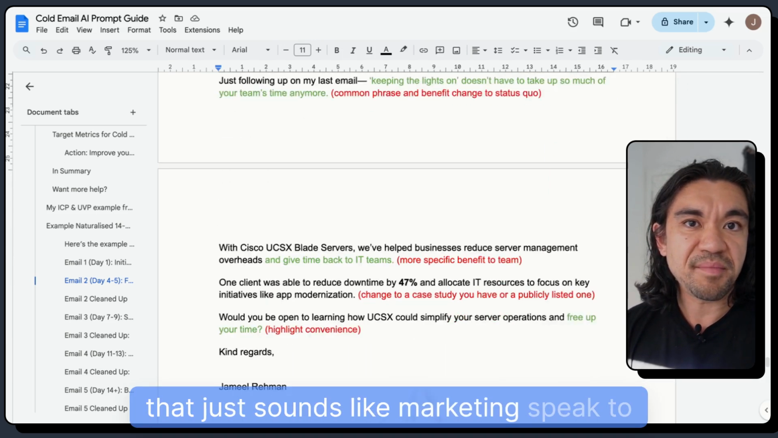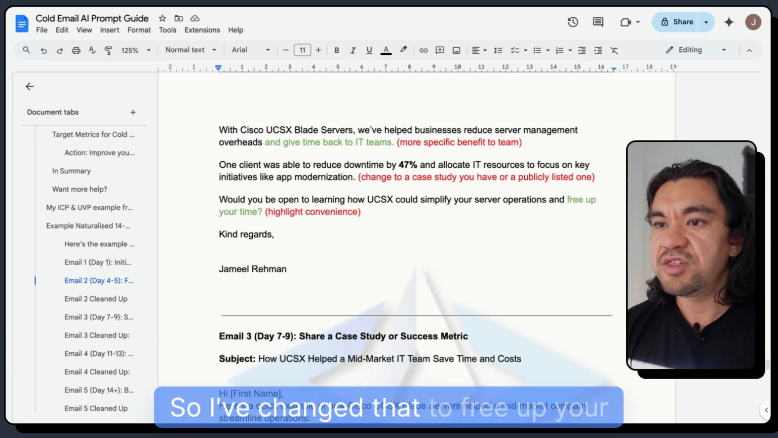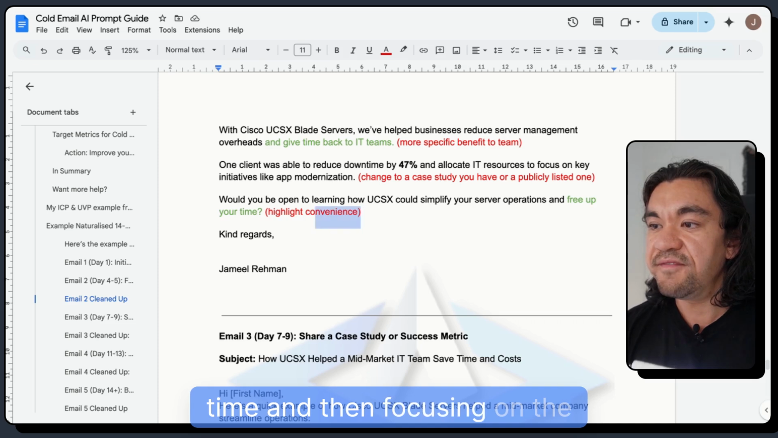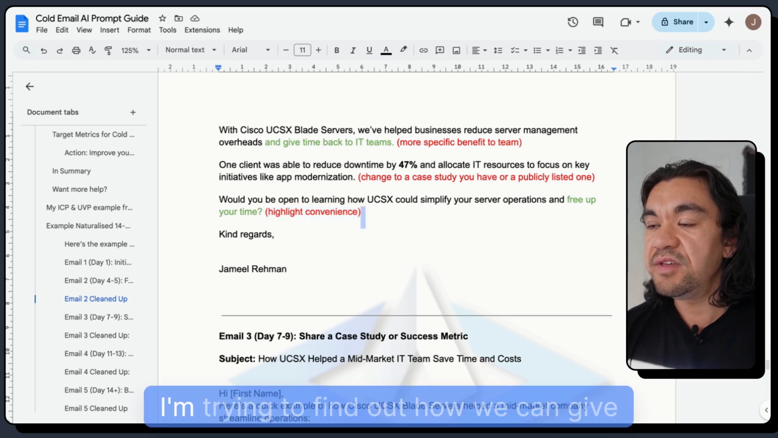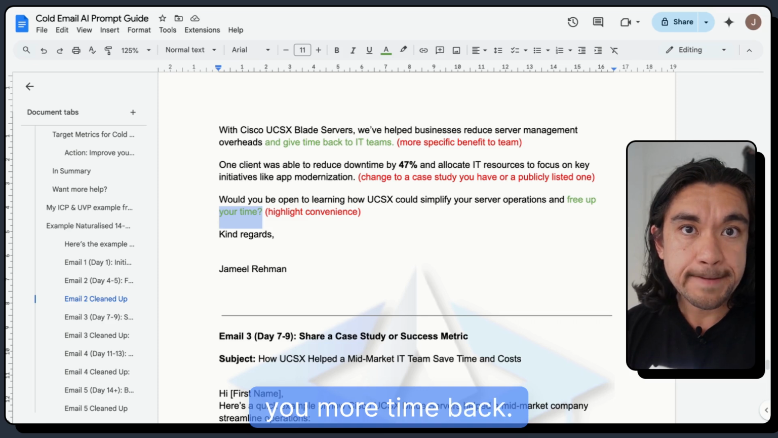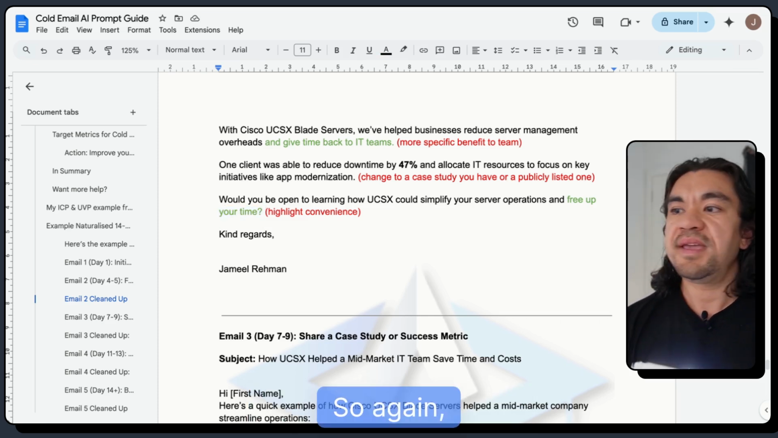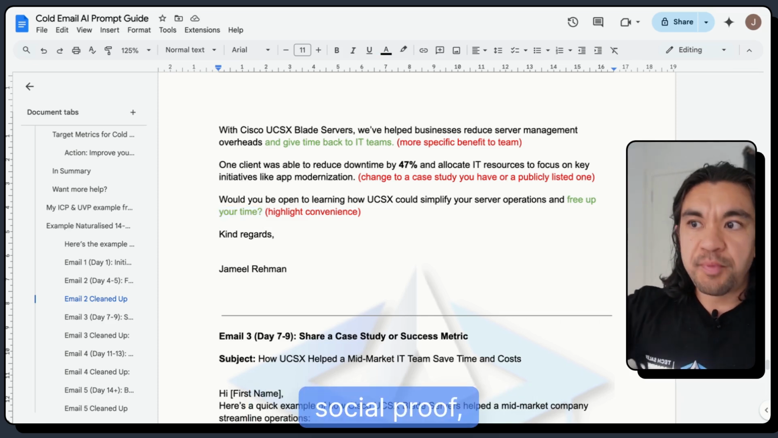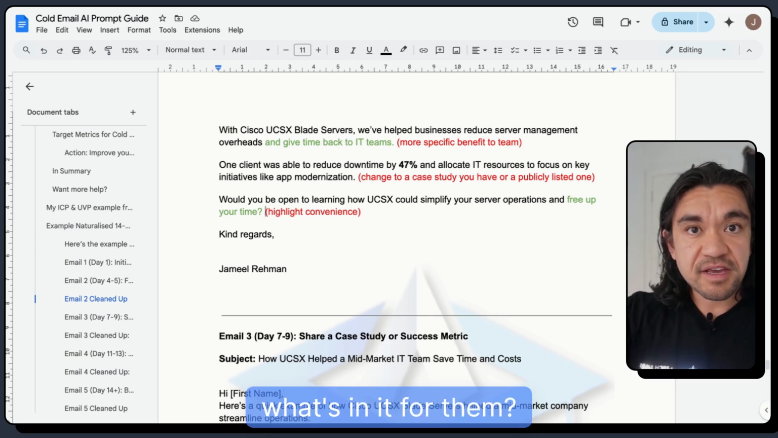Again, that just sounds like marketing speak to me. So I've changed that to "free up your time," and then focusing on the convenience. I'm trying to find out how we can give you more time back, okay? So again, convenience, social proof, benefits. What's in it for them, okay?